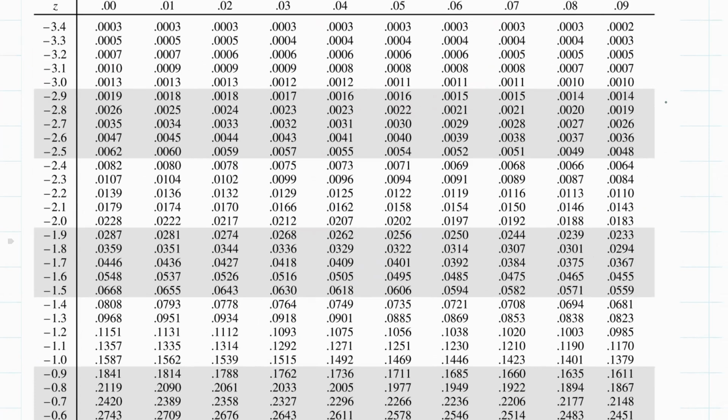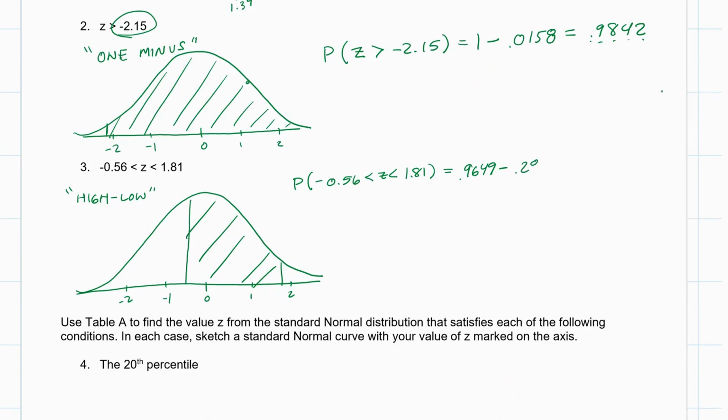So 0.2877. And if I subtract these two, and I did that on a calculator earlier, I get 0.6772. And then we look back and do we think that looks like about 68% of the curve? And the answer is, I think it does.